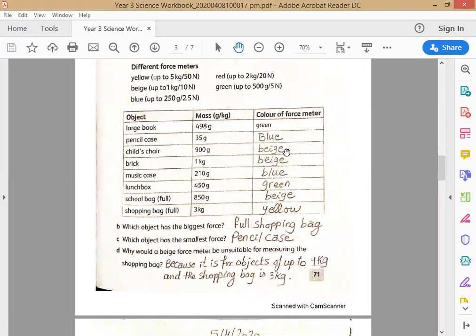Question B. He asked you in question B, which object has the biggest force? And as we said before, the force is something that pulls the object down, and the force affects the mass, because the mass is the amount of matter inside an object. So which one would have the biggest force? Of course, the object which will have the largest or the biggest mass. So the answer will be full shopping bag.